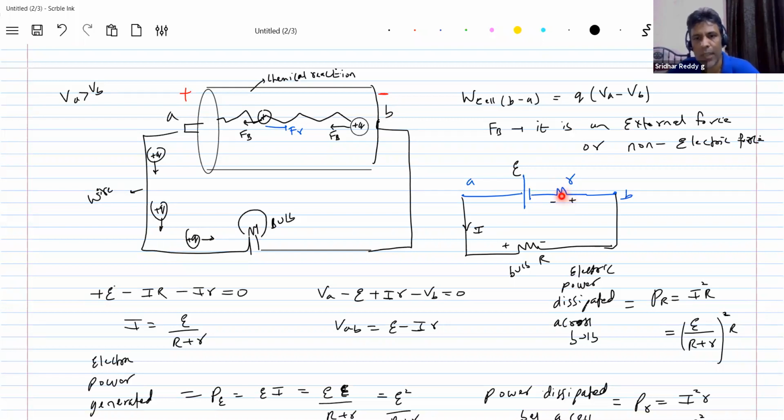So definitely, when the cell is transferring charge across from B to A, it should overcome this resistance. So what do you expect? Should this r be a low value or a high value? If it is as low as possible, it's a very good cell.